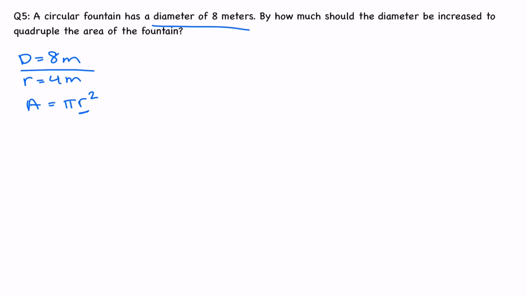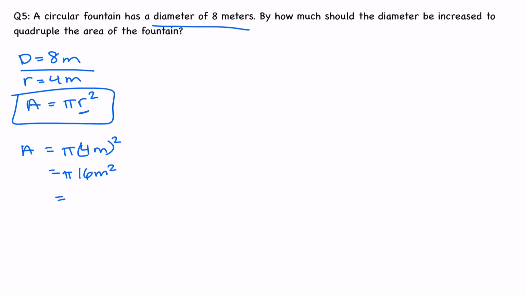Now that we know our radius is 4 meters, we can plug that into our area equation to find the area of our fountain, our original fountain. So our area of our original fountain is equal to pi times 4 meters squared. So when we solve that, we get pi and then 4 meters squared. So that's 4 squared, which is 16, and meters squared, which is m squared. And we typically write this as 16 pi meters squared. So this is just the area of our original fountain. So I'll write that down.